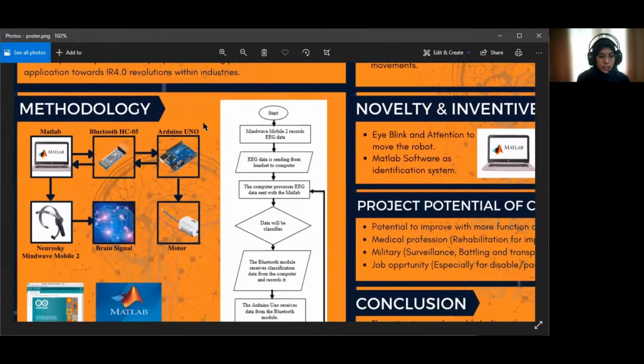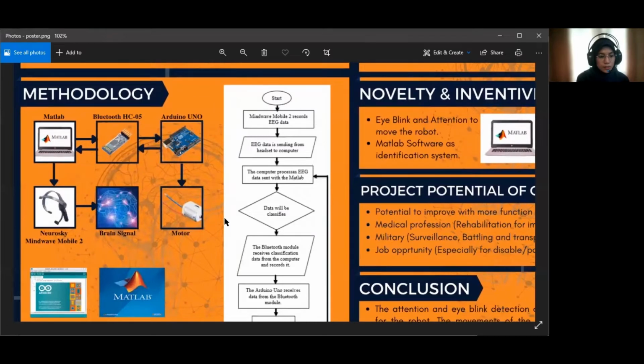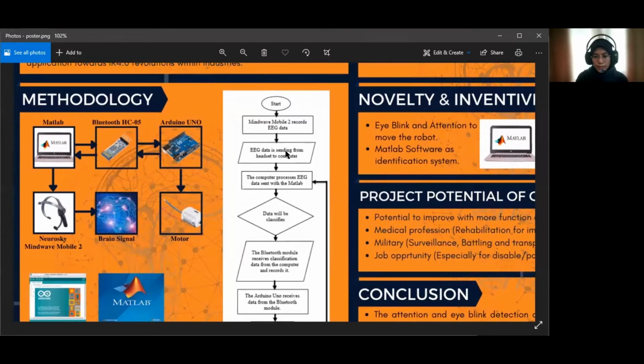Okay, for the methodology, this is the system setup for this project, and this is the overall project. Firstly, the MindWave Mobile 2 device will be used to generate the neural signal from the brain, and then it will record the EEG data by sending the EEG data from the headset to the personal computer. After that, the computer will process the EEG data and send it to MATLAB.